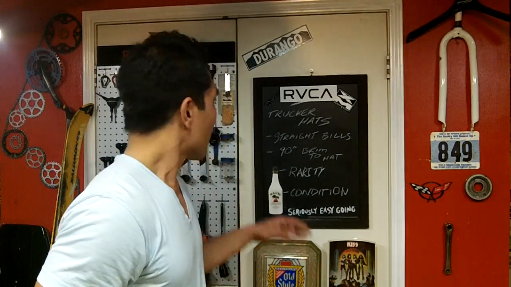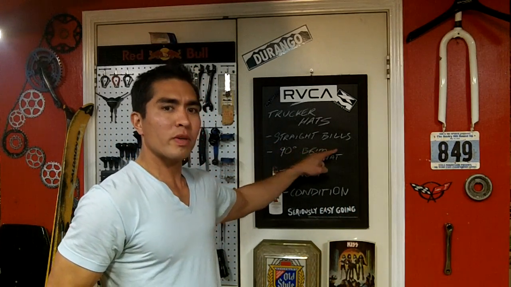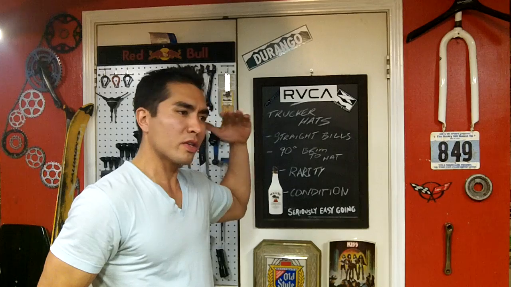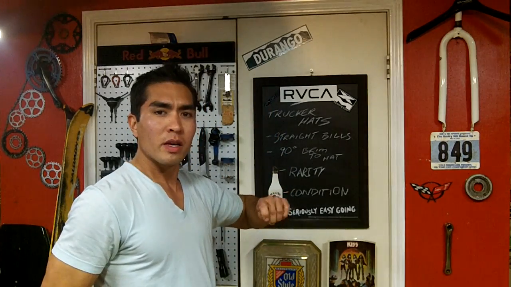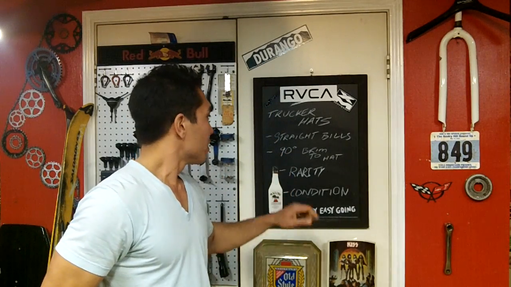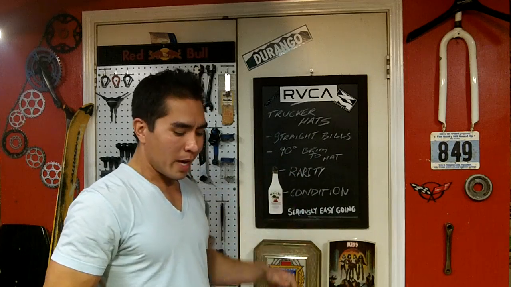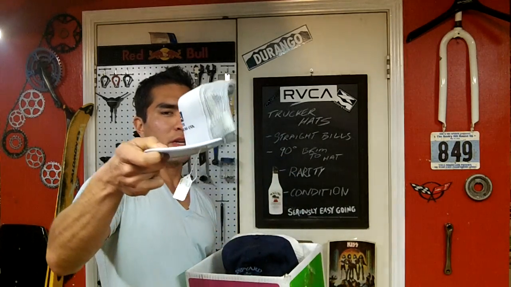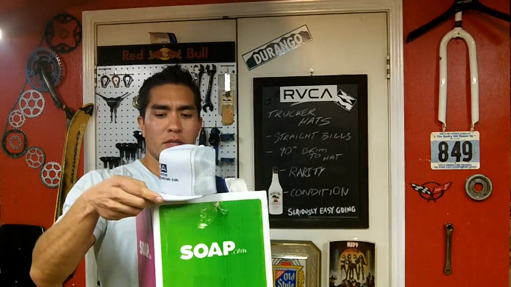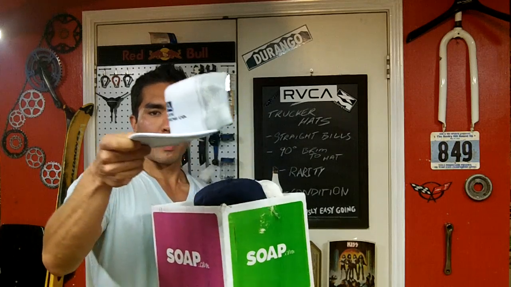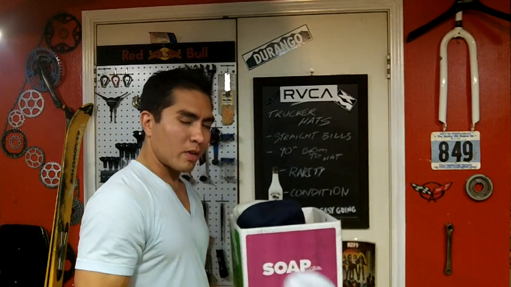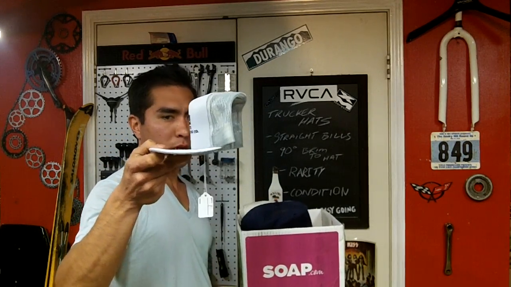Okay. So on the trucker hats, you're looking for those straight bills. First of all, you want the condition to be looking new, so someone can literally put that thing on and go, "This thing hasn't been worn. I like it." 90-degree brim to hat. So you're looking for that right there, 90 degrees, because that'll indicate that it pretty much hasn't been worn yet.